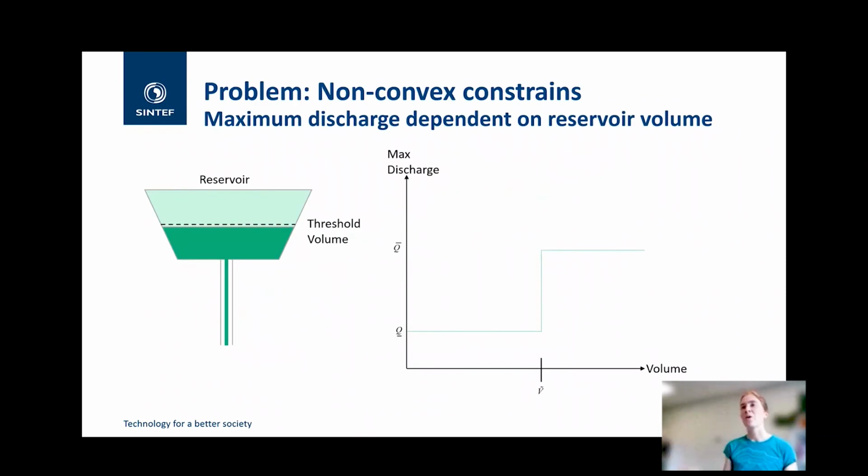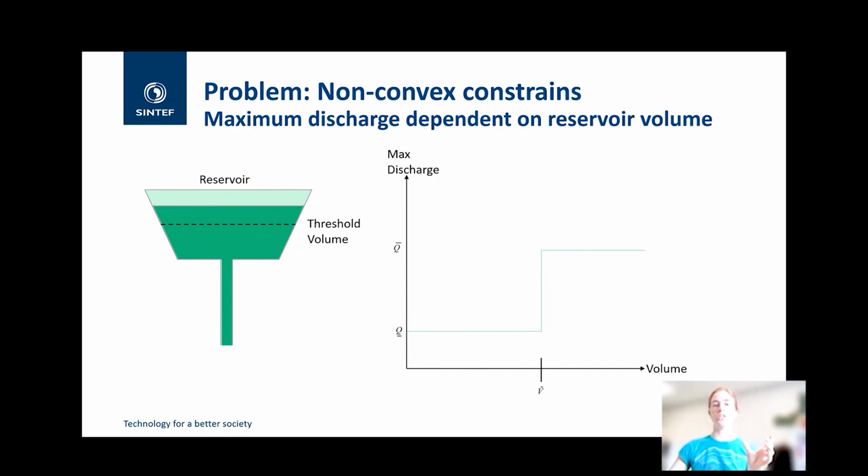But now to our problem. What if we do have a non-convex constraint? Say that we have this maximum discharge, which is dependent on the reservoir volume. So we have a reservoir, and if the water is below the threshold level, then we can only have a small discharge. However, if the water level is above the threshold, then we can have a large discharge. And we can see this in the figure to the right, that this is an instant change, and that is not very linear.